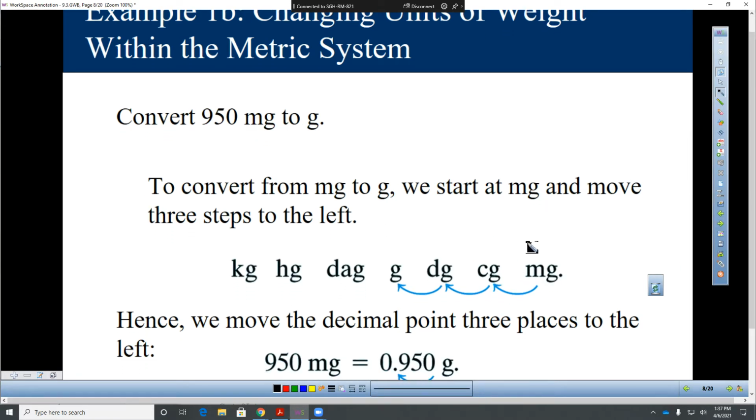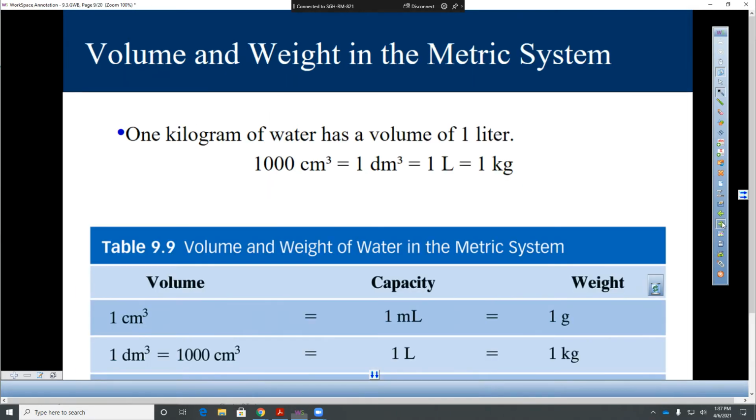950 milligrams to grams. Here's milligrams. That's 1, 2, 3 hops to the left. So my decimal, remember, when there's no decimal in a number, it's understood to be just to the right. And so this guy is going to hop 1, 2, 3 spots to the left. It is going to become 0.95. I could put 0.950. That would be fine. But I don't have to put trailing zeros. So that's how we handle it in the metric system.